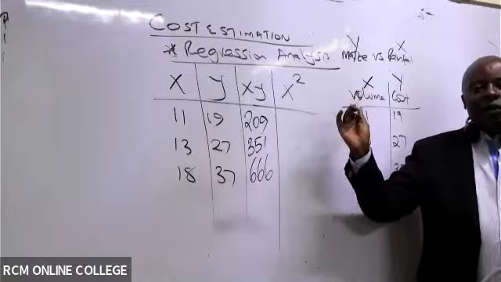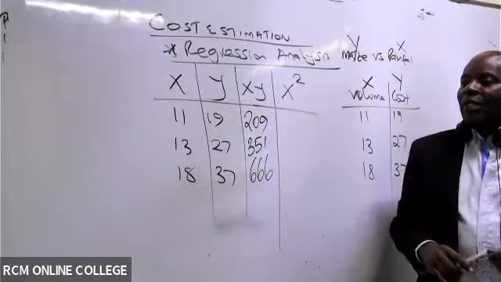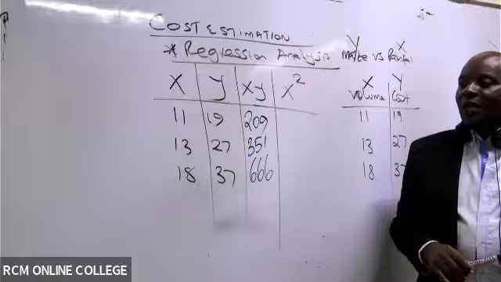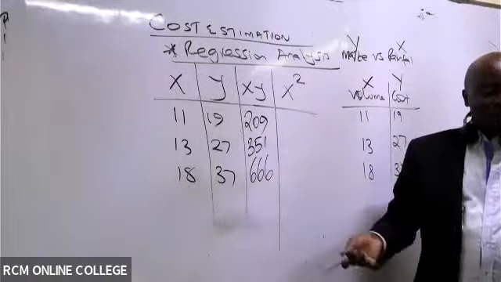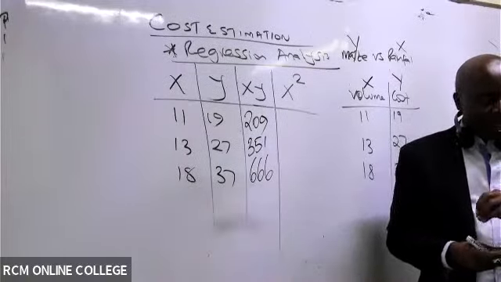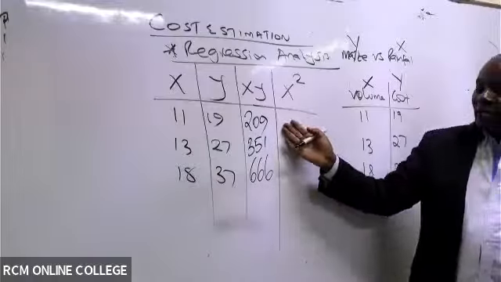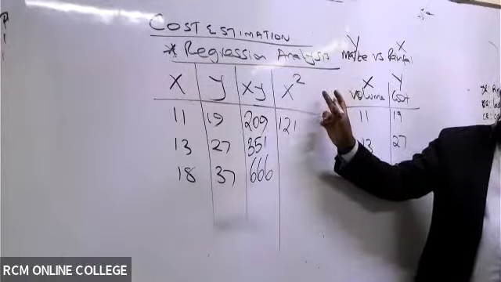One day, I asked a student what x squared is in this case. The student told me that x squared here is 22, meaning that this student took 11 times... When it is squared, it means 11 times 11, isn't it? x times x. So 11 times 11 gives me what figure? After all, your calculator has a square function, isn't it?